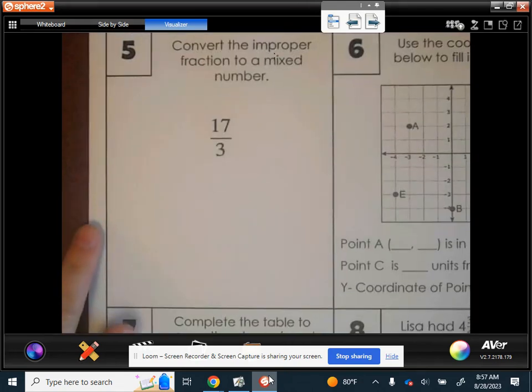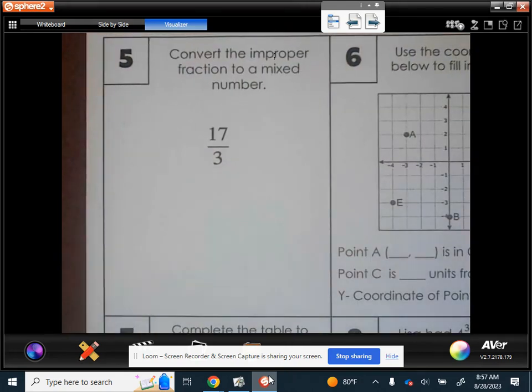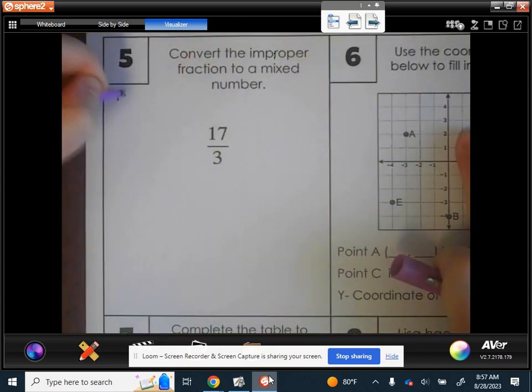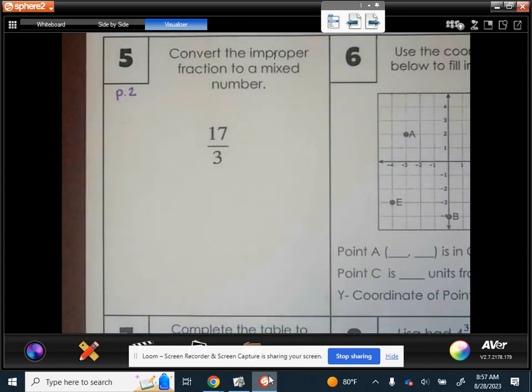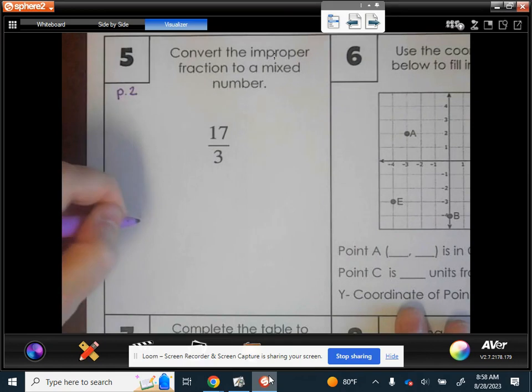Okay, 4 more questions on the back. Number 5, converting an improper fraction to a mixed number. First of all, this is on page 2 of your notebook. And on page 2, it tells you to divide using Tybo, top in, bottom out. So that means we're going to divide.